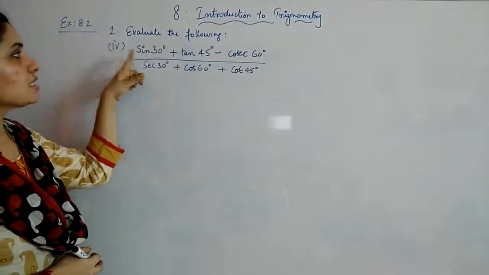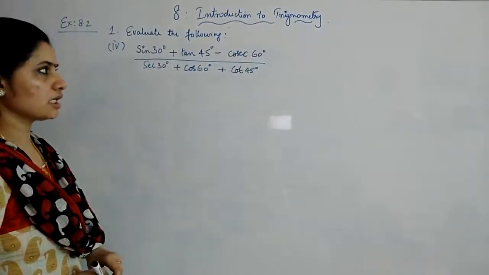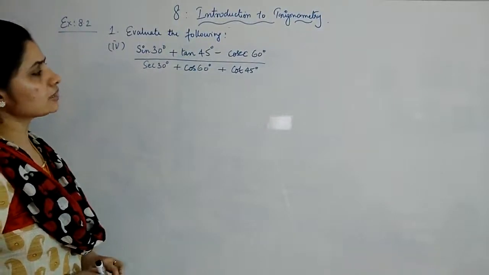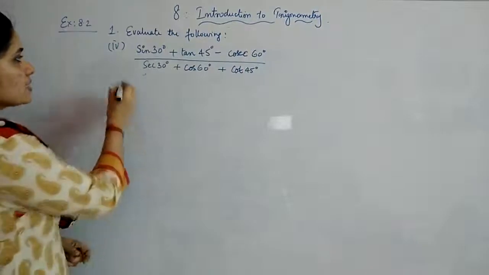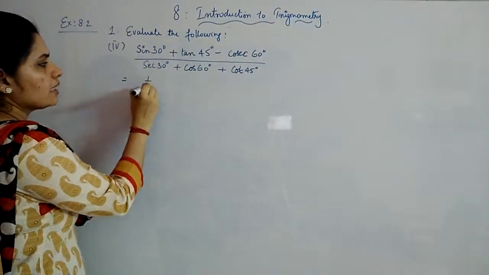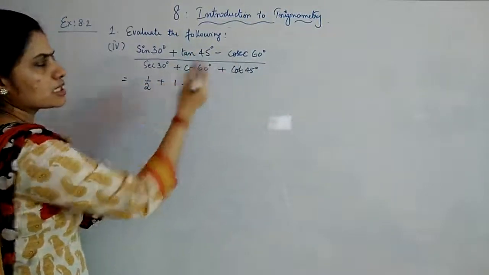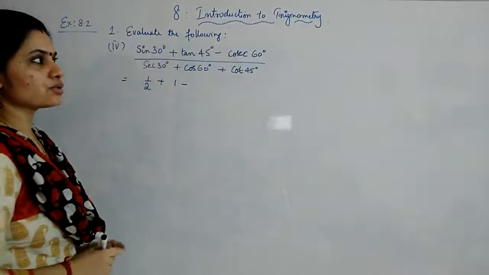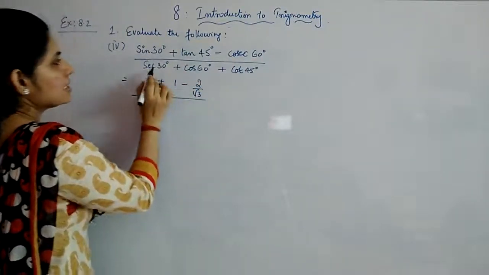Fourth subdivision is (sin 30 degree + tan 45 degree − cosec 60 degree) whole divided by (sec 30 degree + cos 60 degree + cot 45 degree). So we'll start with the values. Sin 30 is 1 by 2, plus tan 45 is 1, minus cosec 60. Sin 60 is root 3 by 2, so cosec 60 will be 2 by root 3, whole divided by sec 30.